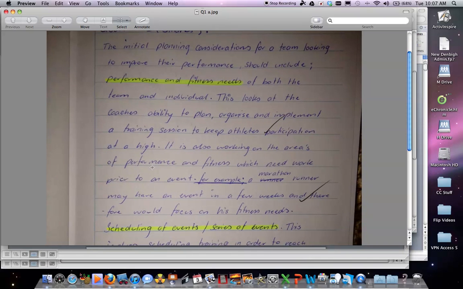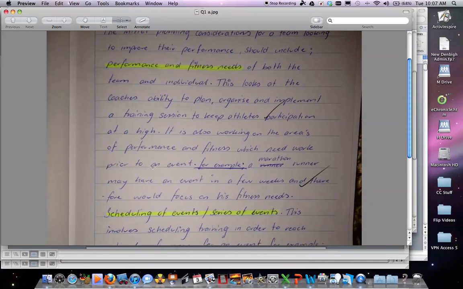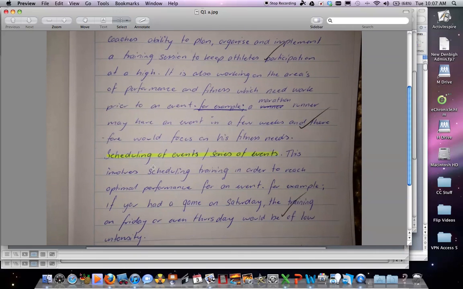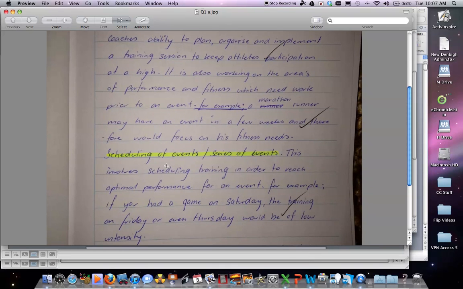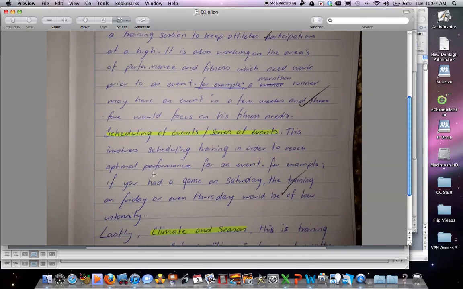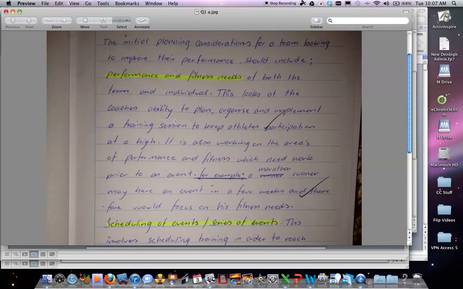Clarity of the answers, again, we've spoken about this continually. Quite a few boys are doing the highlighting, so it makes it very clear for the marker to see that all aspects of the answer are included. And here we have the scheduling events, the climate and season, and above that we have the performance and fitness needs. The performance and fitness needs are looking at what are the requirements of the sport.